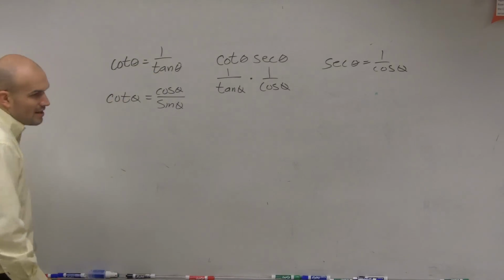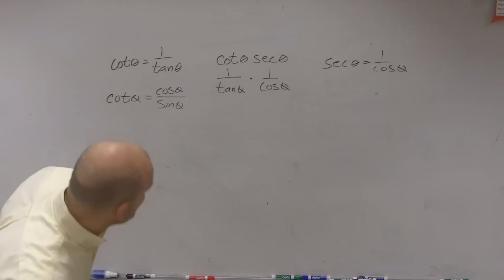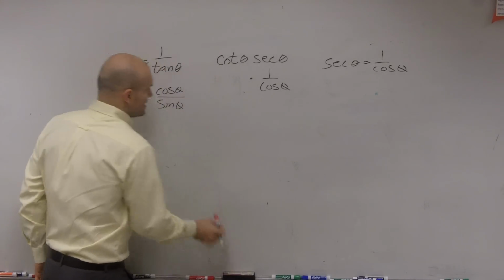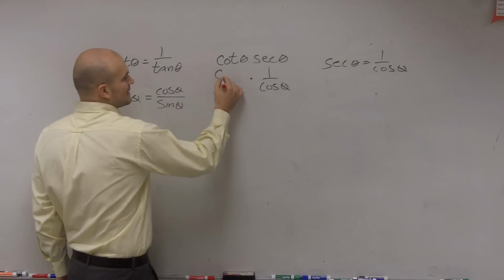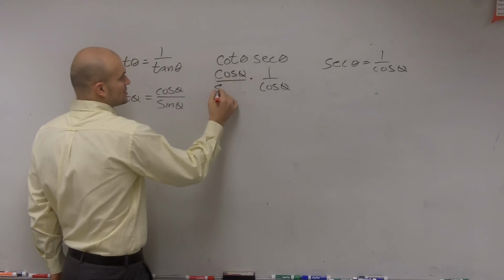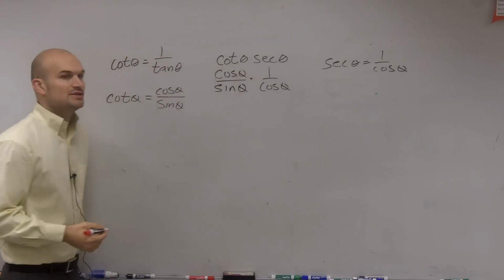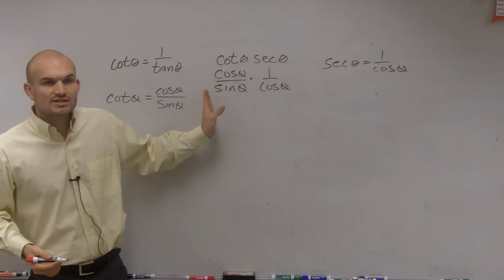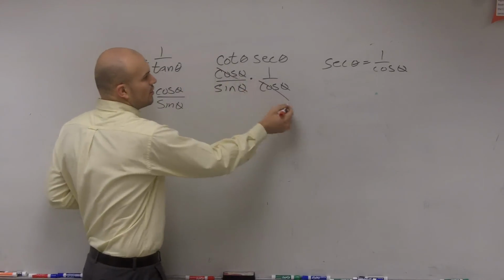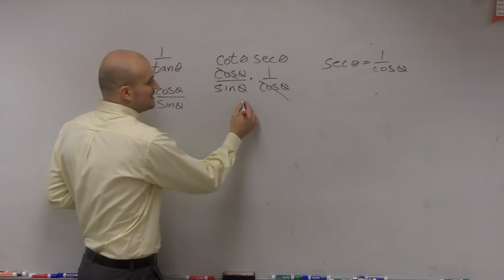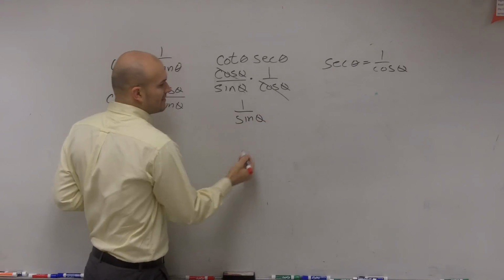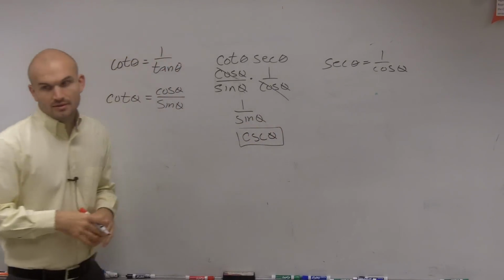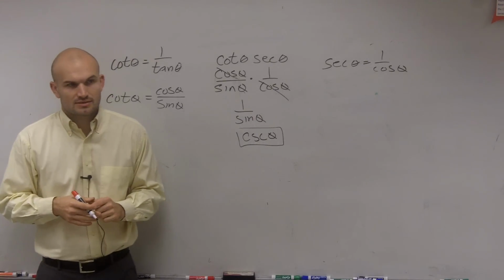So let's maybe try my eraser. Rather than using the reciprocal identity for cotangent, let's try using the quotient identity. It still equals cotangent. Now, when I change it by using the quotient identity, what I notice is when I multiply across, my cosines are going to divide out to 1, leaving me with 1 over sine of theta, which leaves me with cosecant of theta. Does that make a little sense for what I did?